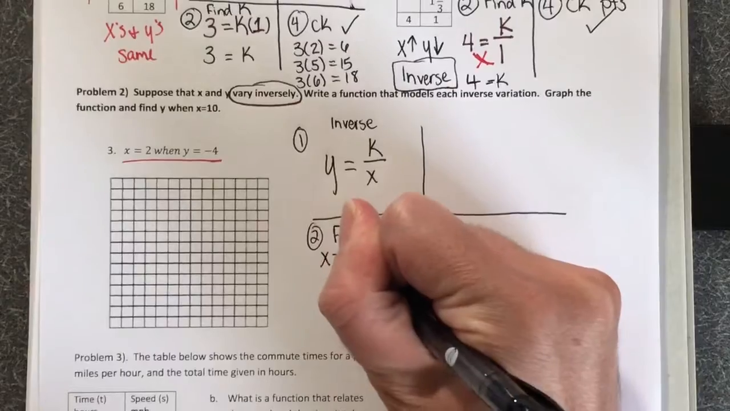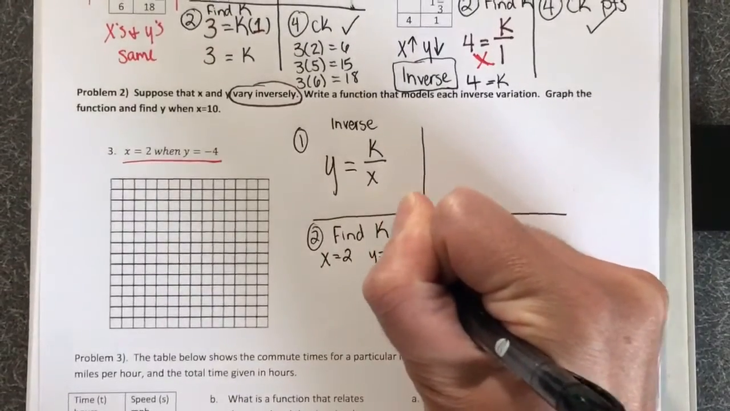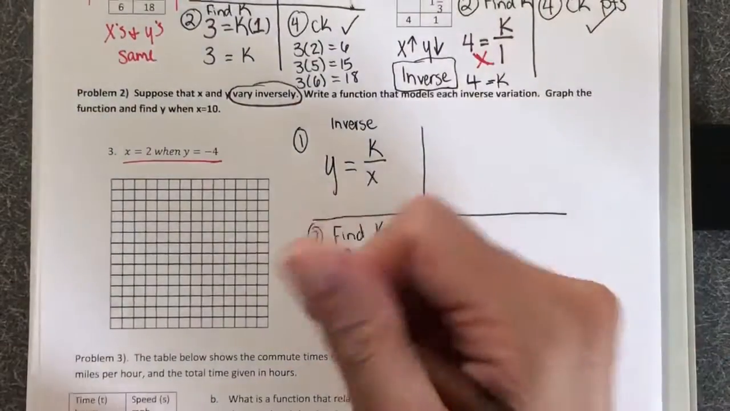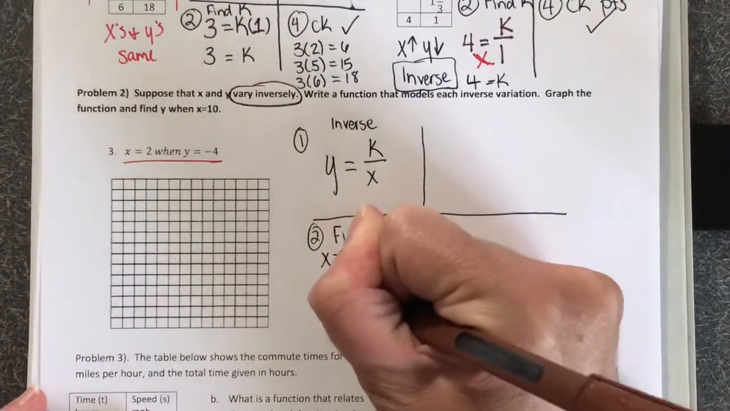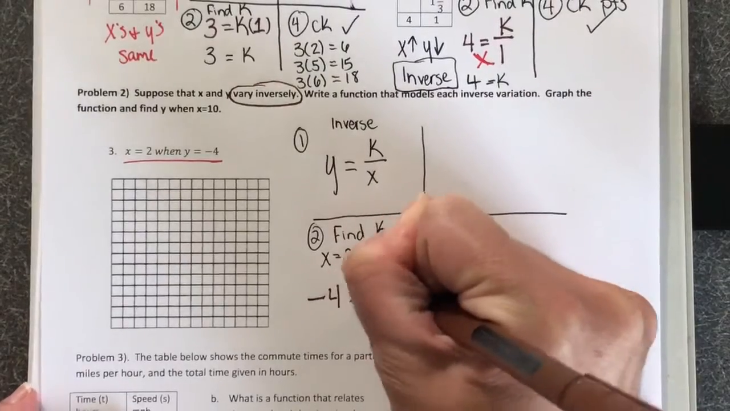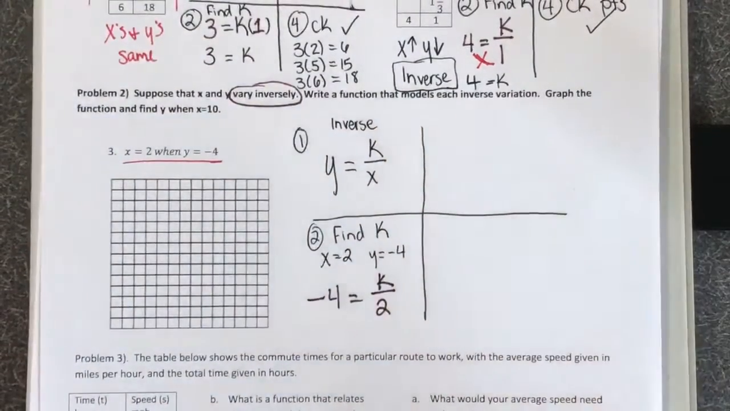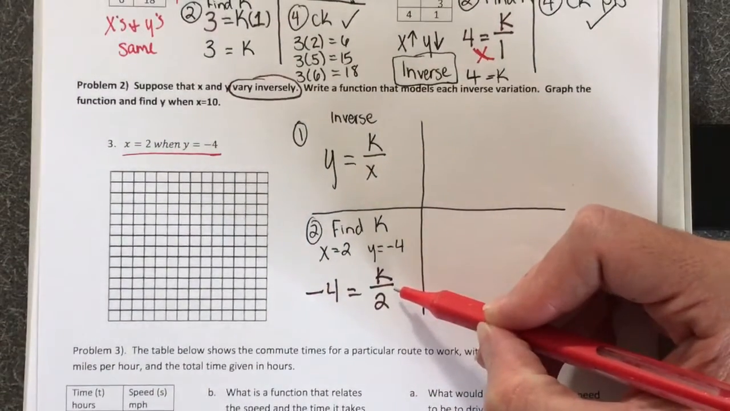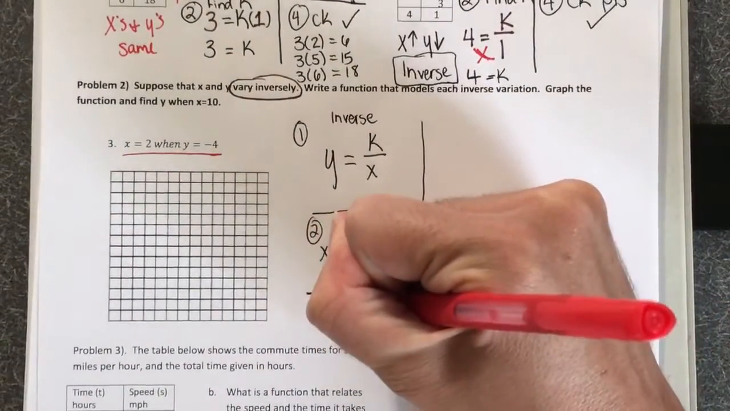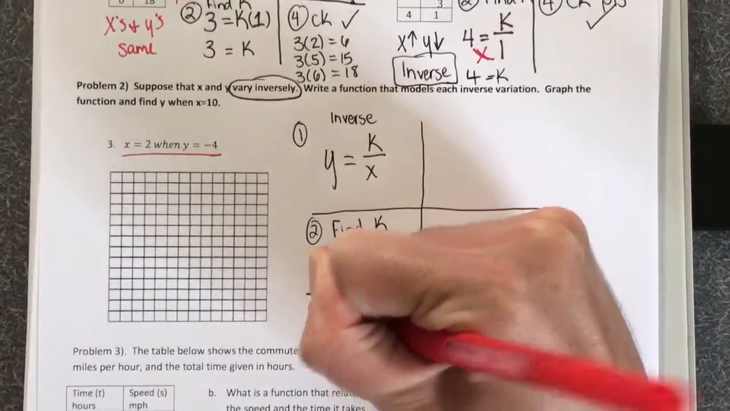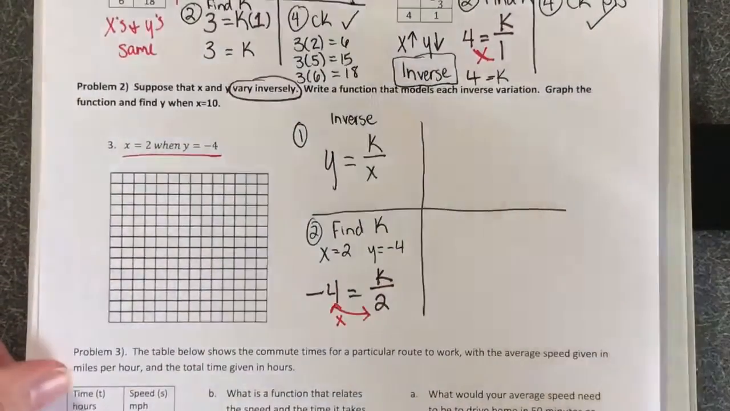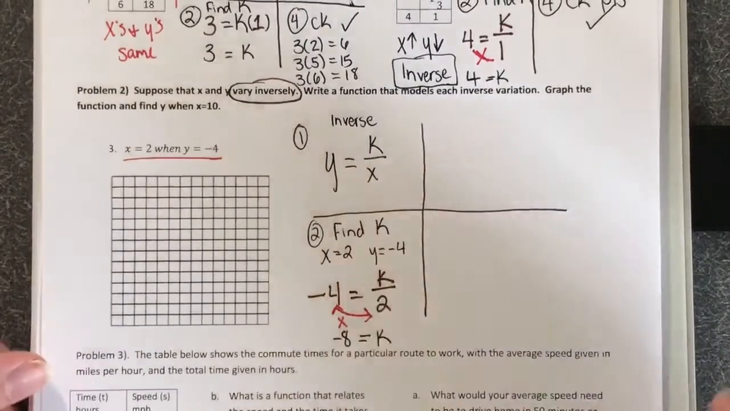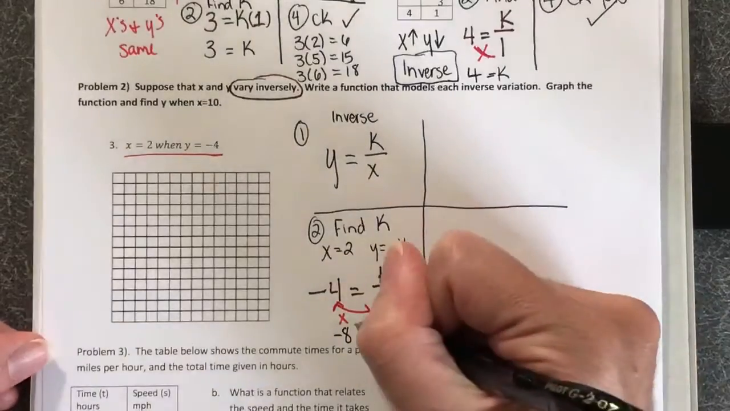So I know x has a value of 2 and y has a value of -4. So I'm going to set it up and I'm going to replace. -4 is equal to k over 2. Okay, so if you remember, because it's inverse variation, division, to undo division, I have to multiply. So I'm going to multiply these two. 4 times -2 is -8. So k is -8. So now I know what k is.